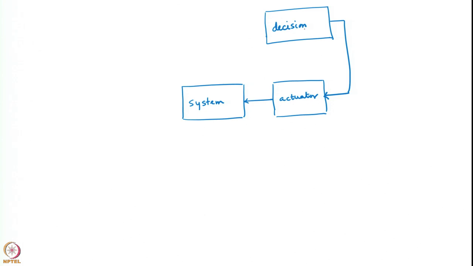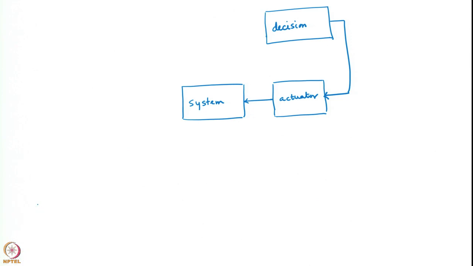Oftentimes controllers require a different physical environment than what the system is operating in. So the actuator may be present on the system itself, but the decision and computation block that I have drawn here may not be physically present on the actuator itself. So usually this is located separately from the actuator.